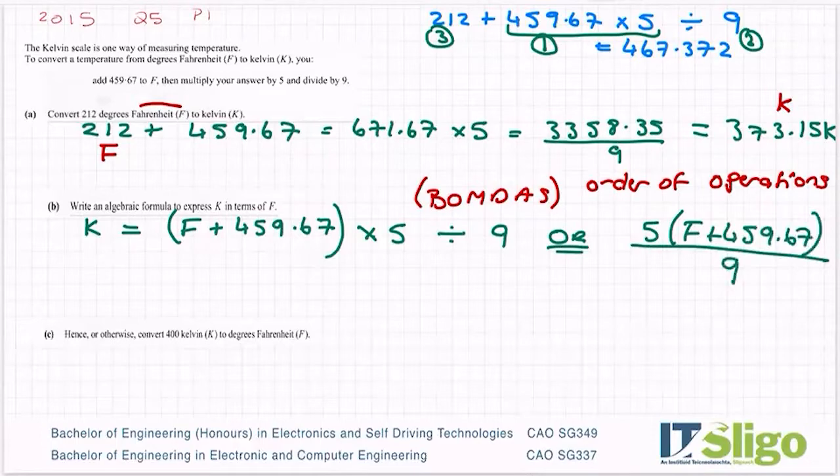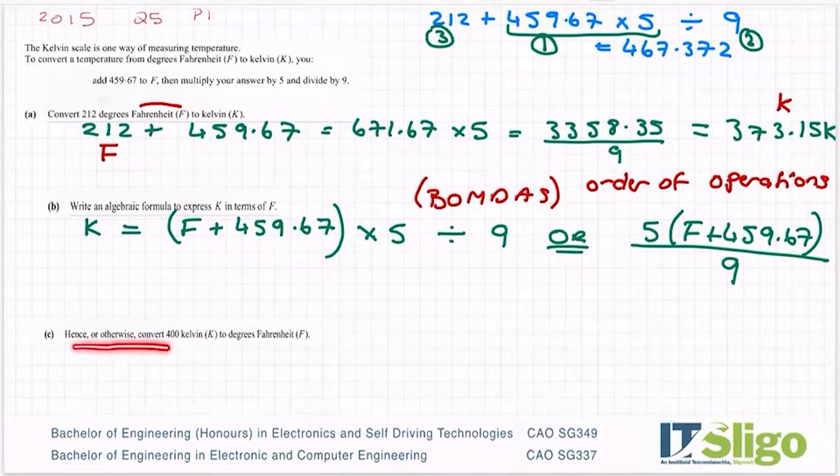Okay, that's perfectly fine too. Because this is in brackets, it doesn't matter that the 5 came first. The fact that this is in brackets means, according to BOMDAS, it will be done first. And then there's it multiplied by 5, and there's it divided by 9. But this is perfectly fine too. So again, whichever way suits your way of doing maths.